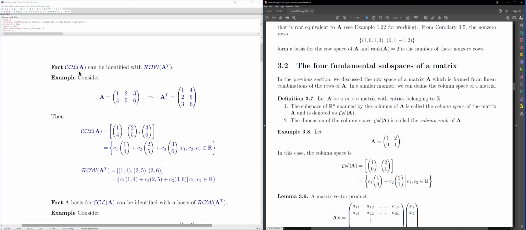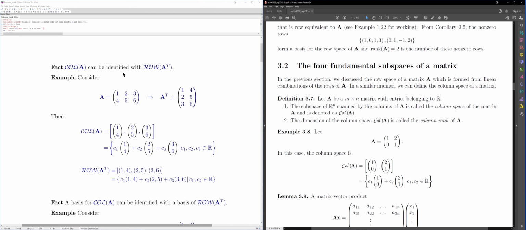Okay, so the first thing I want to talk about is that if I want to get an idea of what the column space of A is, I can do that by looking at the row space of A transpose. I'm saying that the column space of A you can actually identify with the row space of A transpose. So what do I mean by that?